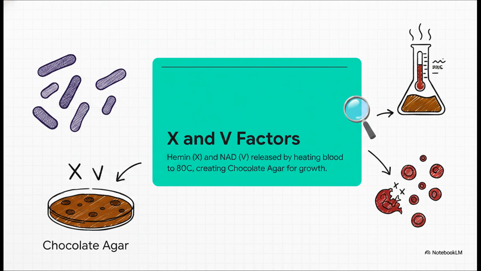It requires two very specific things to survive: the X factor, which is hemin, and the V factor, which is NAD. To actually get these factors, you have to heat the blood to 80 degrees Celsius. This lyses the red blood cells, releases the X and V factors, and creates what we call chocolate agar. So here's the takeaway. If a question stem specifically mentions growth exclusively on chocolate agar, Haemophilus should immediately jump to the absolute front of your mind.